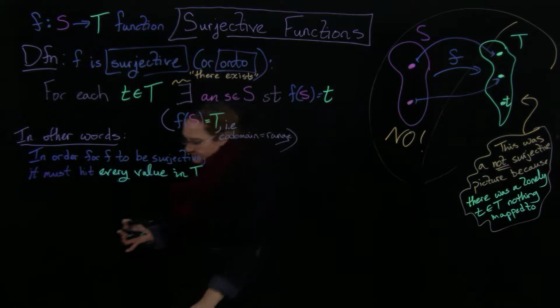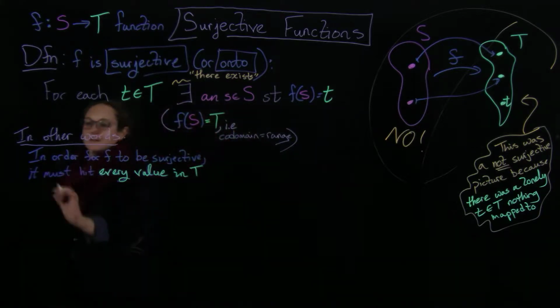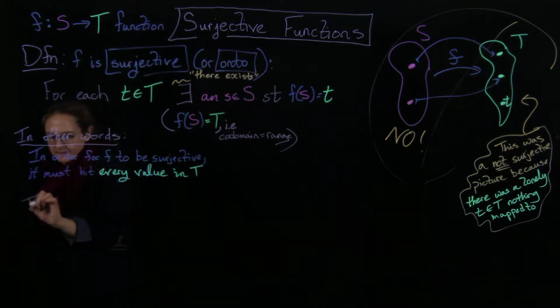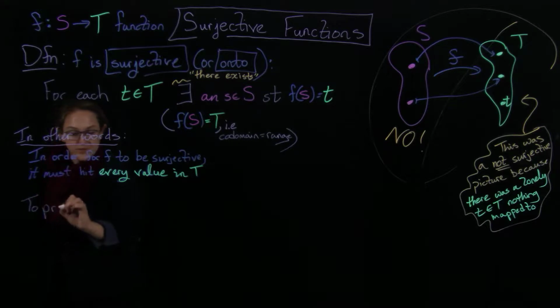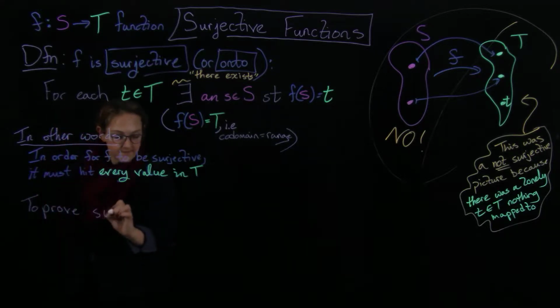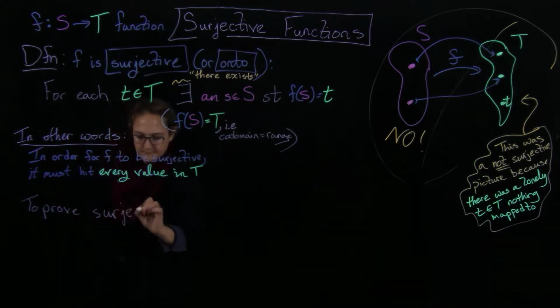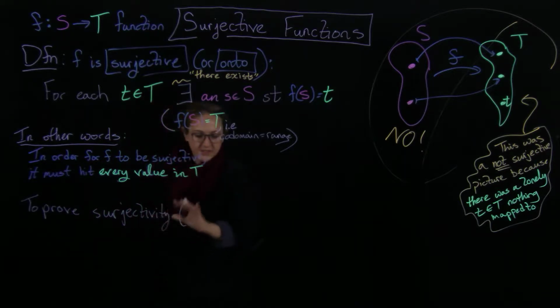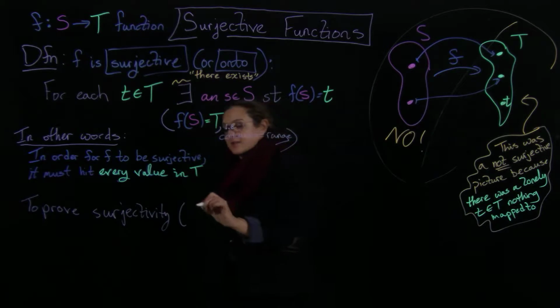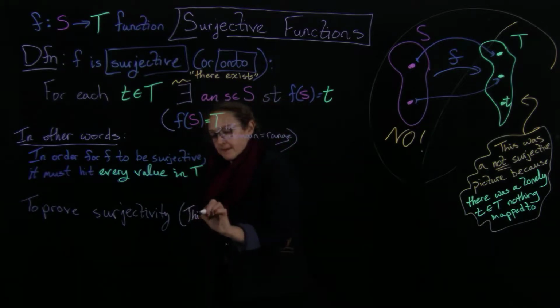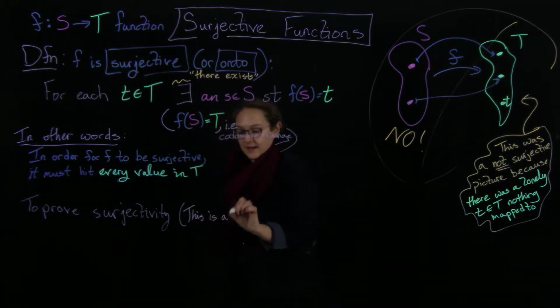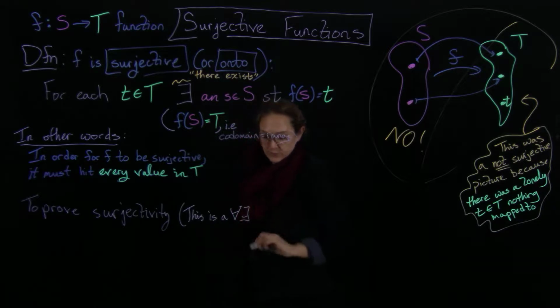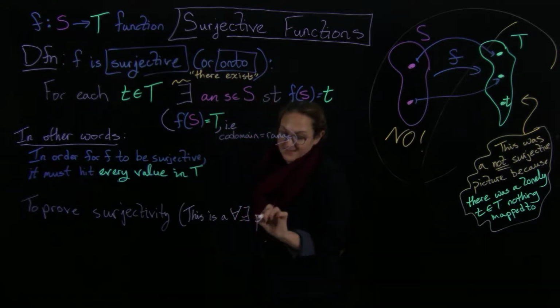But here we go. How do we prove surjectivity? I think this is important to know how to do. Just to be clear, this is a for all there exists proof. It's kind of a standard form.